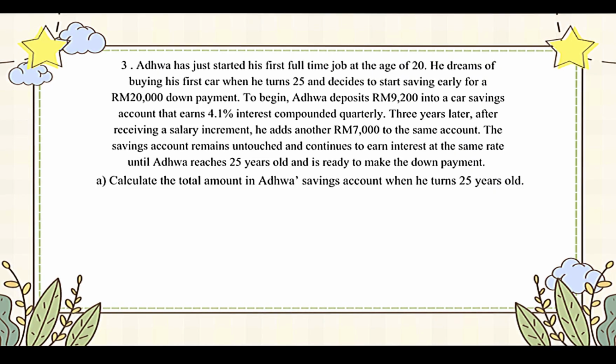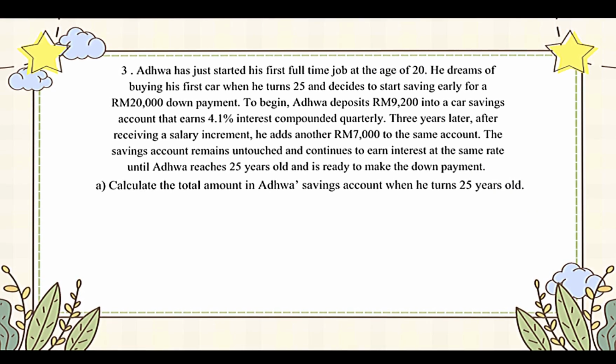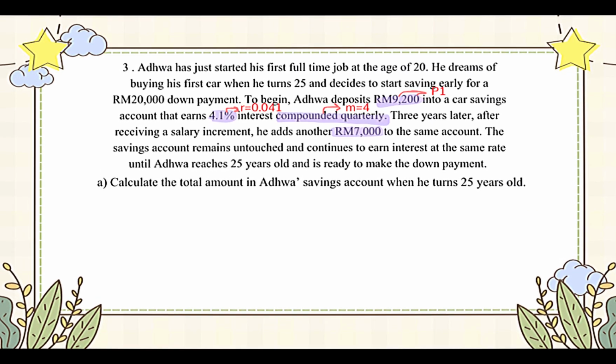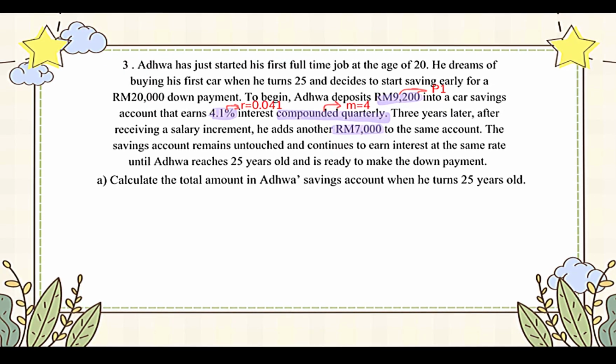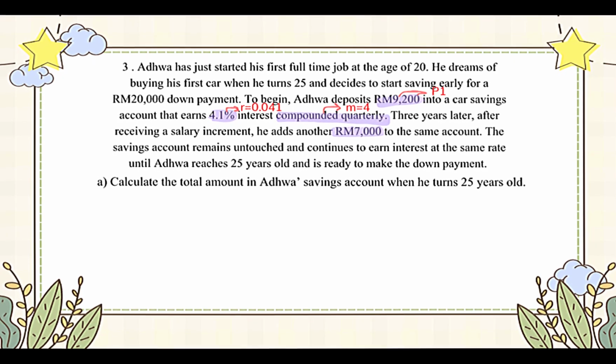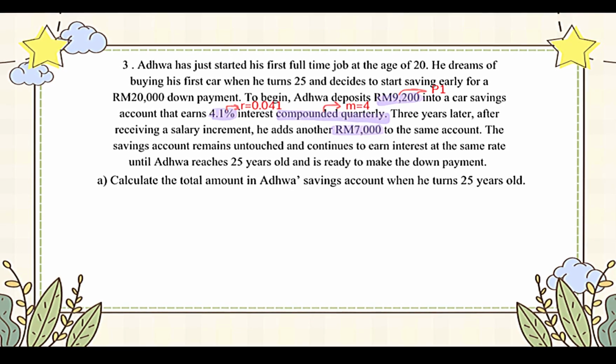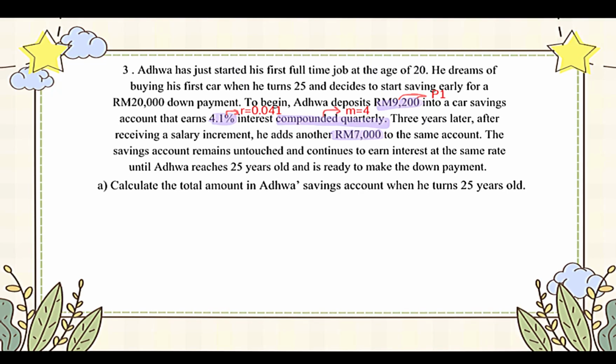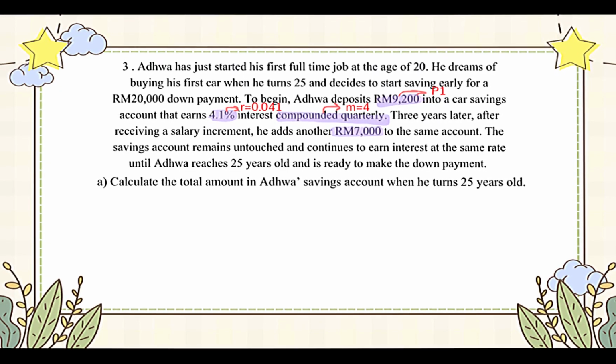So the question is A. Calculate the total amount in Adhua's savings account when he turns 35 years old. From the statement given, we know he makes two deposits, the first one being 9,200 ringgit as our P, and the interest rate, which is 4.1%, which we need to convert to 0.041, which is our R, and then compounded quarterly, which is M equal to 4.